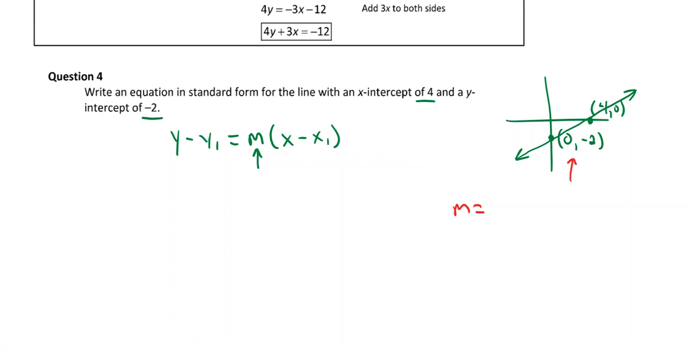Yeah, well, you could do that. You could draw a little triangle, rise over run. That's fine if you like doing it that way. I'm just going to use the standard y2 minus y1 over x2 minus x1.